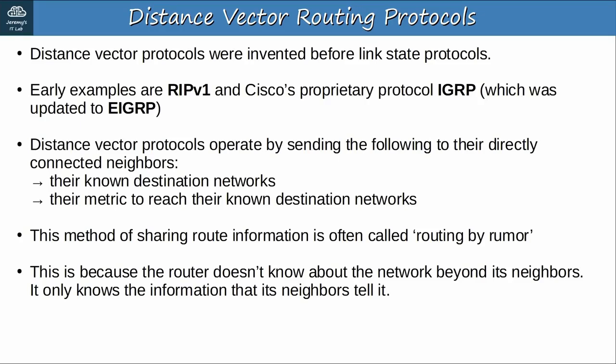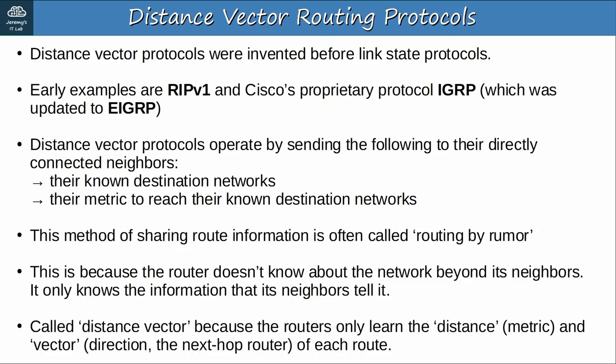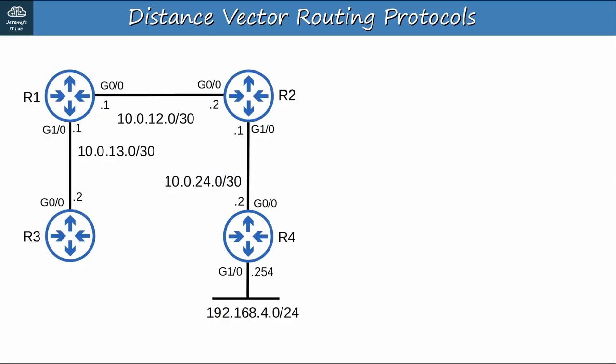When using a distance vector protocol, on the other hand, all the router knows is the routes its neighbor tells it about, and their metric to reach those destinations. The reason for the name distance vector is because the routers only learn the distance, which is the metric, and the vector, which is the direction to send the traffic, the next hop router, of each route. Basically, distance vector protocols work by sharing their route table, or parts of it, with their neighbors.